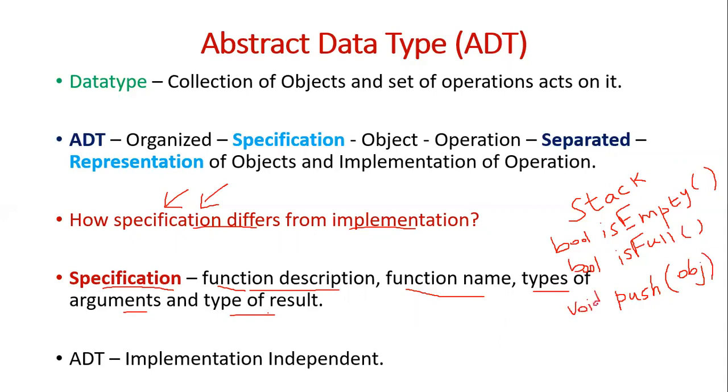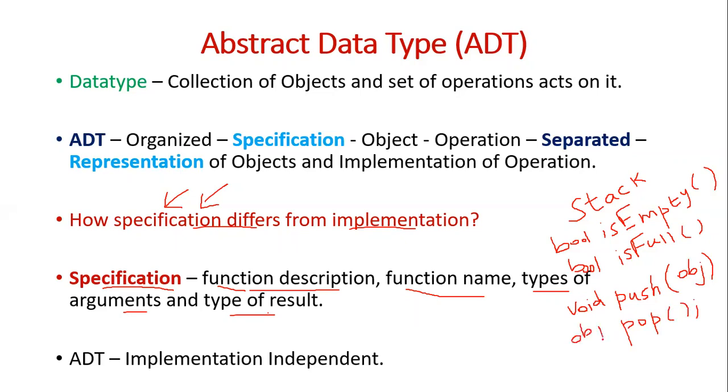Then it may have a function called pop. It will return whatever data is available at the top of the stack. So whatever was most recently pushed will be popped out. What will it return? It will return that object, whichever it is, that is popped.